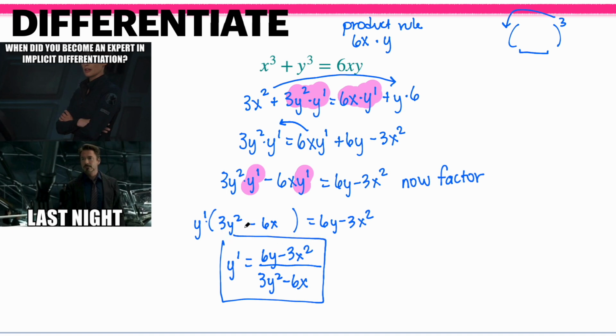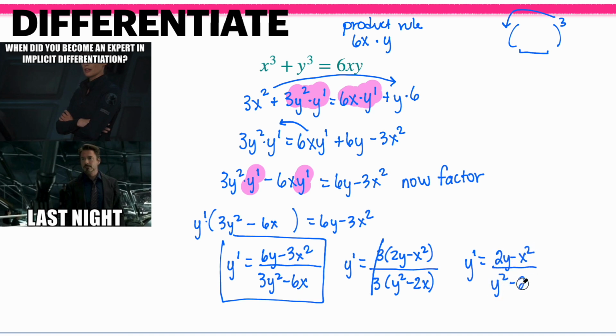And there's your answer. The only other thing technically you could do, if you wanted to, is pull a 3 out front. And then know that 3 divided by 3 cancel. So your final answer would just be 2y minus x squared over y squared minus 2x. That could be your final answer as well.